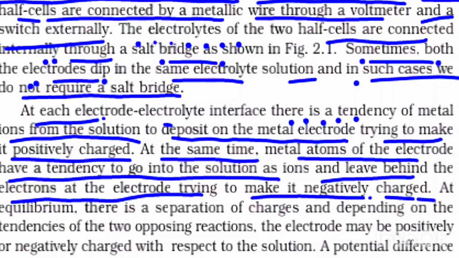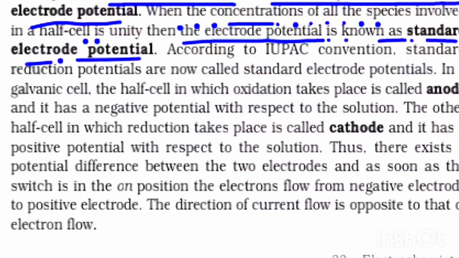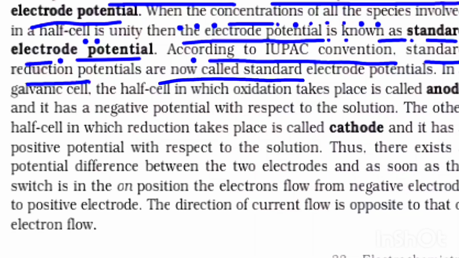At equilibrium, there is a separation of charges, and depending on the tendency of the two opposite reactions, the electrode may be positively or negatively charged with respect to the solution. A potential difference develops between the electrode and the electrolyte, which is called electrode potential. When the concentration of all the species involved in a half cell is unity, then the electrode potential is known as standard electrode potential. According to IUPAC conventions, standard reduction potentials are now called standard electrode potentials.